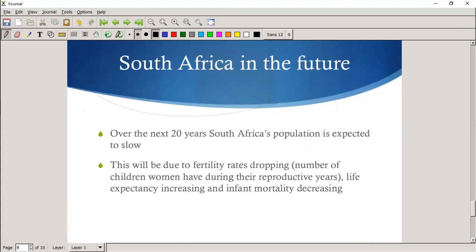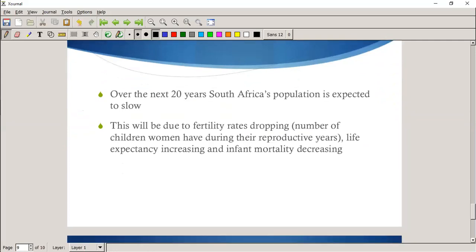Okay, so in the future, in the next 20 years, we expect it to slow down our population and become a stable population. And this is due to fertility rates dropping, the number of children per woman in their reproductive years is going to become lower, better family planning, and life expectancy is also going to increase, and infant mortality will decrease.